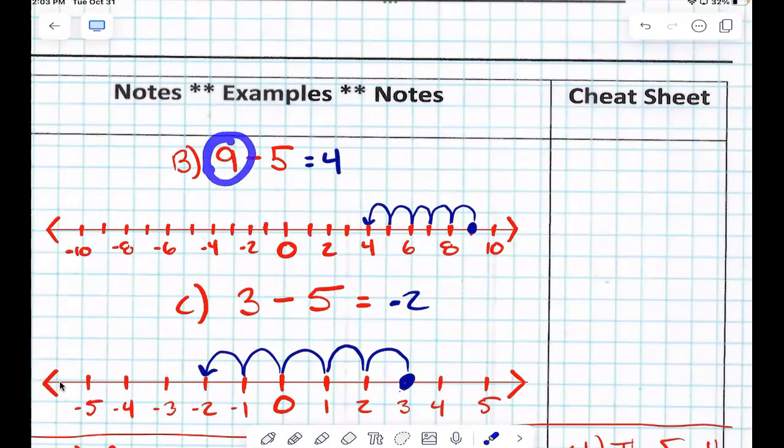We always start with our first number. So the 9, we put a little dot there, yes? And then whatever we're doing to the 9 is next, yes?